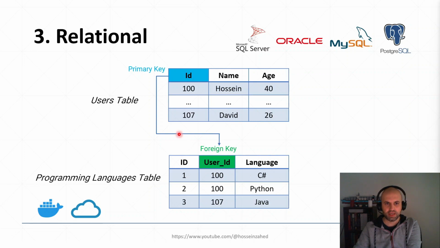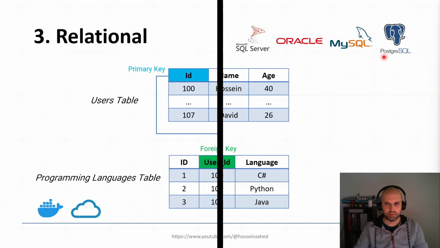But we can define a kind of relationship between these two tables, for example, by defining two keys. One of them is called the primary key, which is targeting the main table, and the other one is called foreign key, which is targeting the second table. This way, we can aggregate data by joining the tables in different forms. Most popular options in this space are SQL Server, Oracle, MySQL, and PostgreSQL.